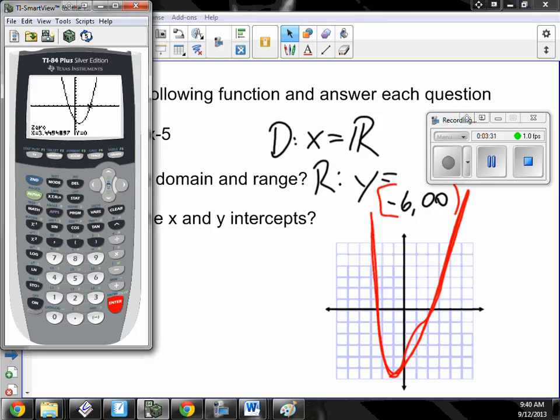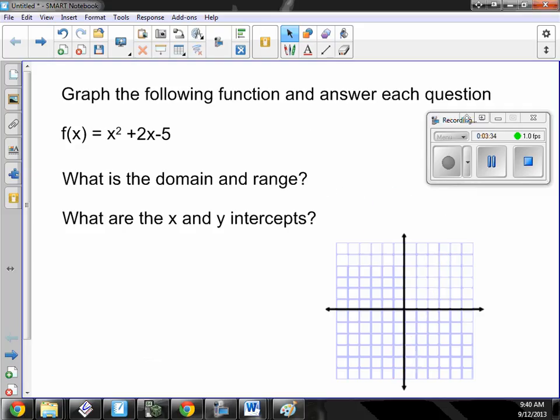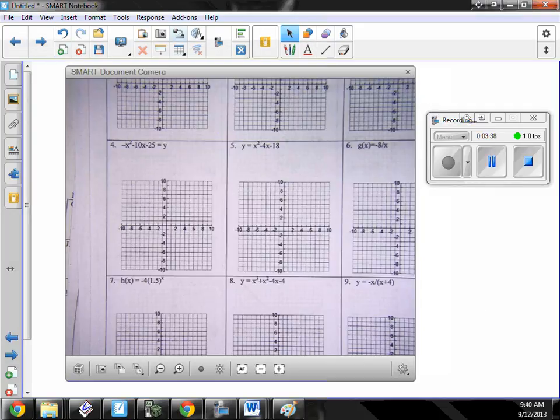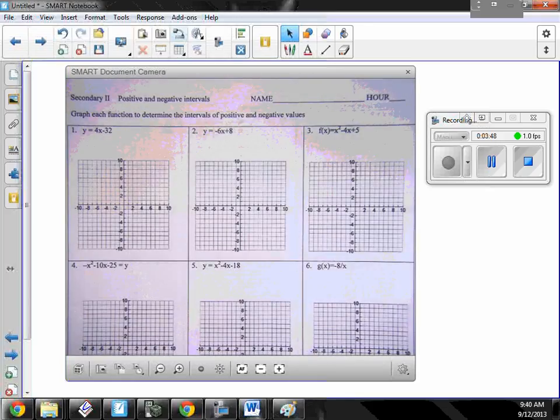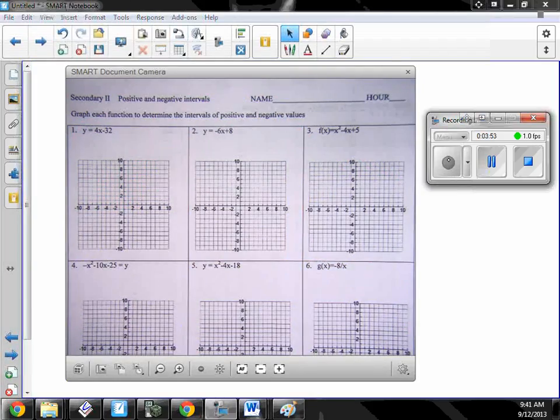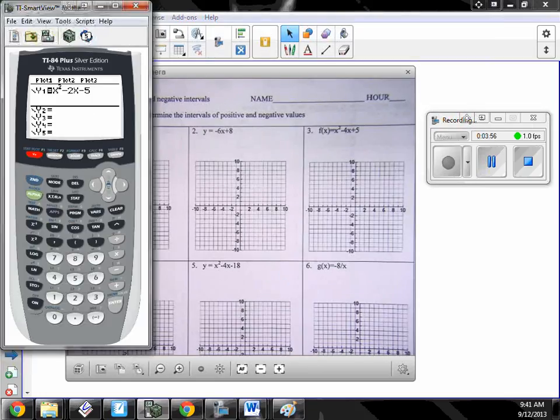Okay. If you don't have that worksheet, grab one. So let's graph the first equation, which is the same equation that was on yesterday's worksheet. In fact, most of the functions that were on yesterday's worksheet are on today's worksheet. I had to change some of them because they didn't do what I wanted them to do. So 4x minus 32. I'm going to graph this.